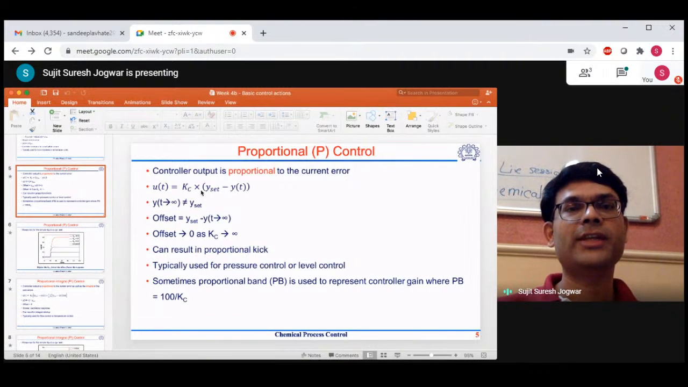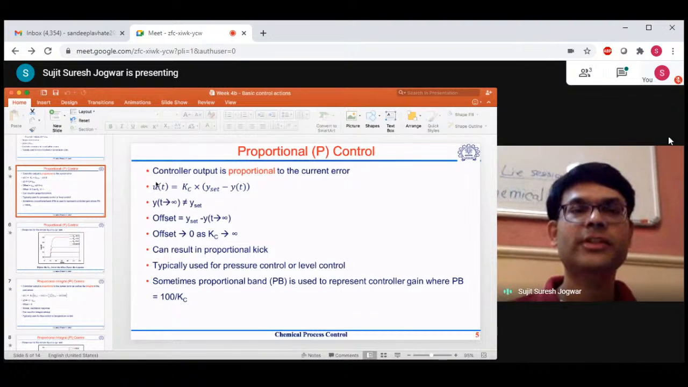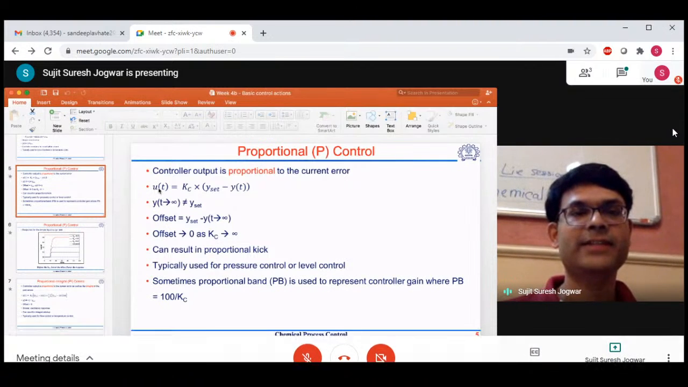Now when your error is negative, what do you want your input to do? Your input is the outlet flow rate, which is currently at 50. As your height has increased, you want your output flow rate to increase. Here the equation I have shown is in terms of deviation. So the real u, this is the deviation in u, which is u minus u steady state.